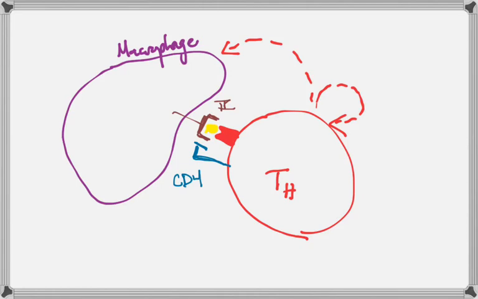And then the last would be to activate, and some of it might be to activate TC cells, some of it might be to activate B cells. So T helper controls a lot of the innate and the adaptive immune response all at the same time.